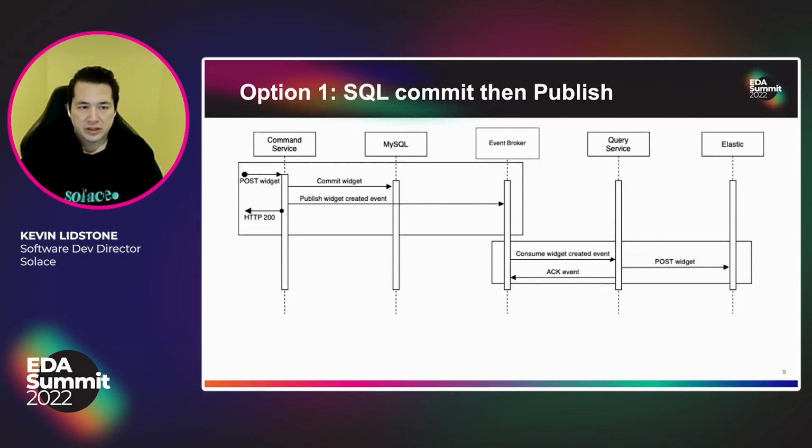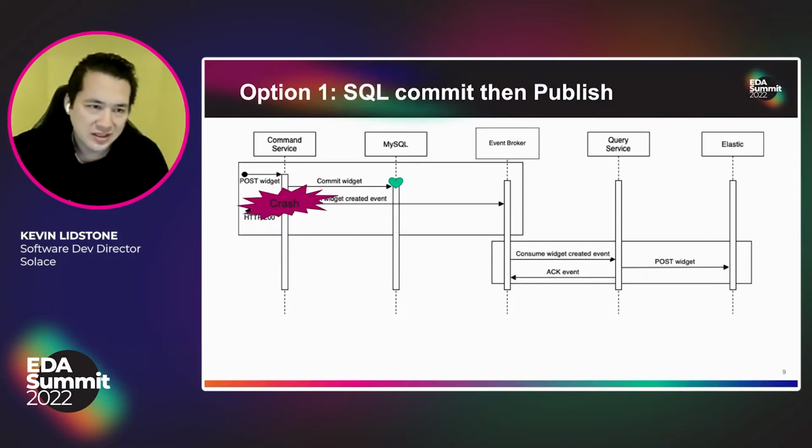And this works perfectly fine in the positive case. But in the negative case, let's say the commit happened to MySQL, but then our command service crashed for some reason, it ran out of memory, or someone killed the process. If it happened at the exact moment after the commit, before we sent the message to the broker, our two databases are going to be out of sync. There's no way that Elasticsearch is ever going to be notified that this new widget was created.